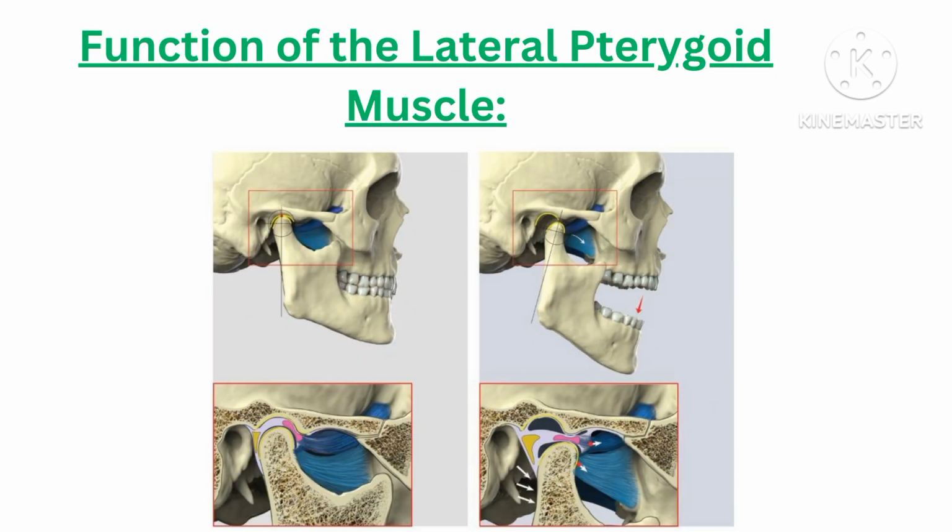Function of the lateral pterygoid muscle. The lateral pterygoid muscle is the only mastication muscle responsible for jaw opening. Upon bilateral contractions, the lateral pterygoid muscles push the mandible forward, or protrude the mandible. It causes depression of the mandible, helps in jaw opening, assisted by gravity and other muscles. It helps in side-to-side movement or lateral excursion, which is important for grinding food during chewing. It stabilizes the temporomandibular joint, ensuring smooth jaw movement.